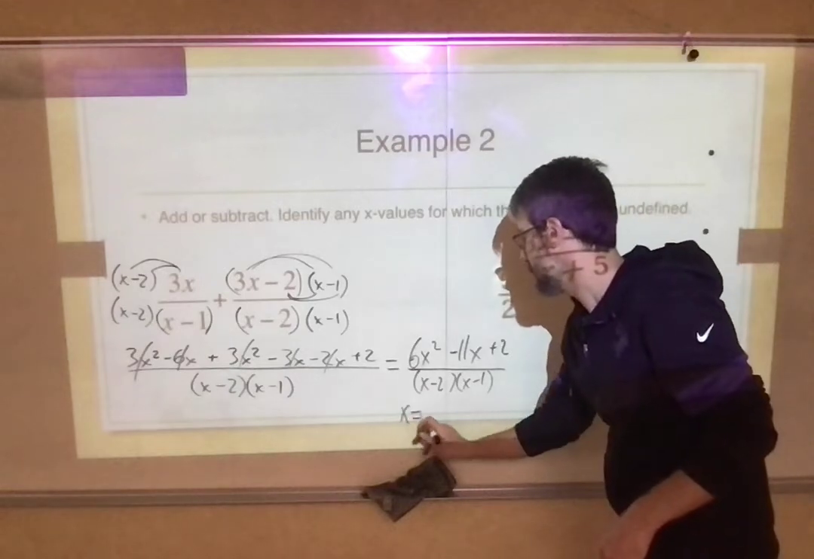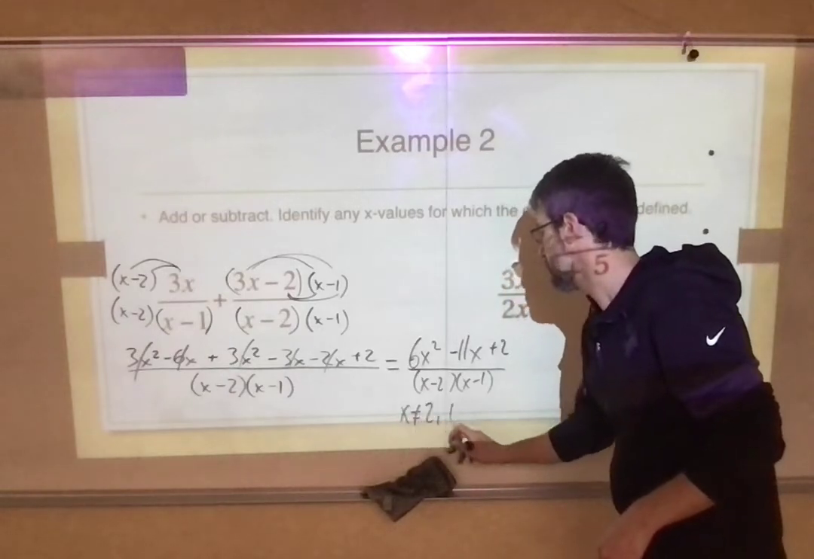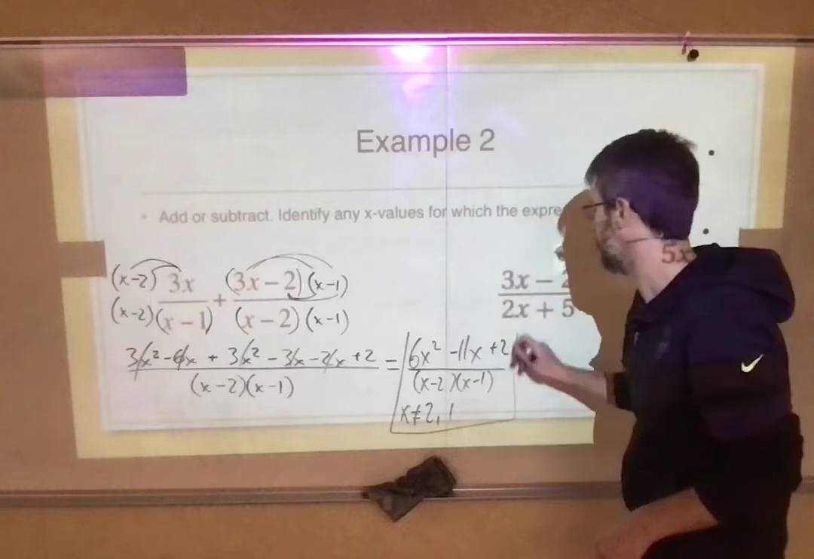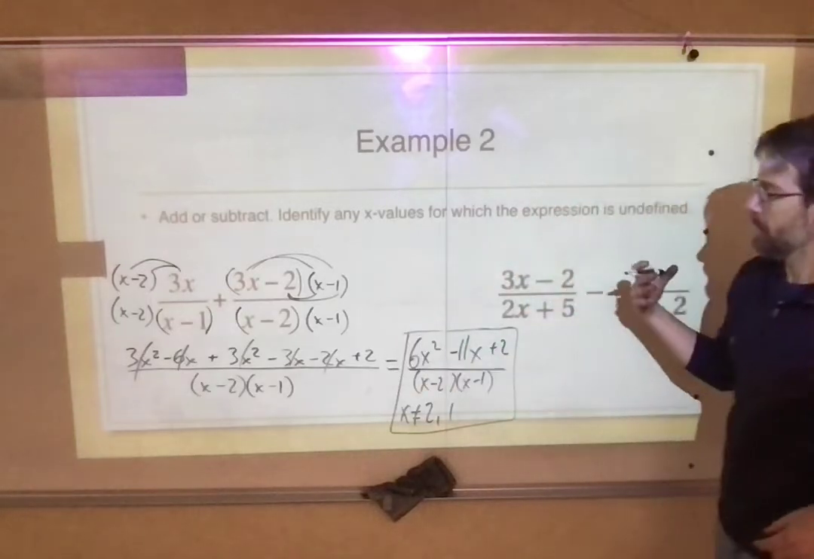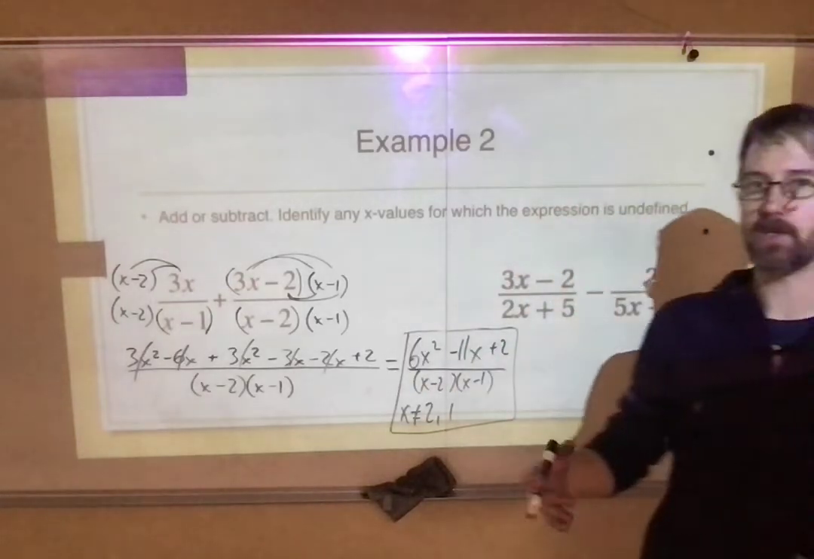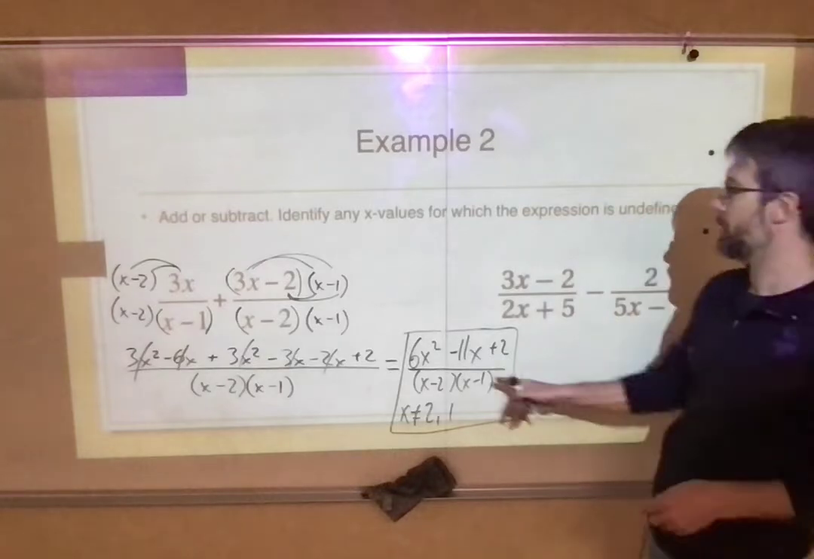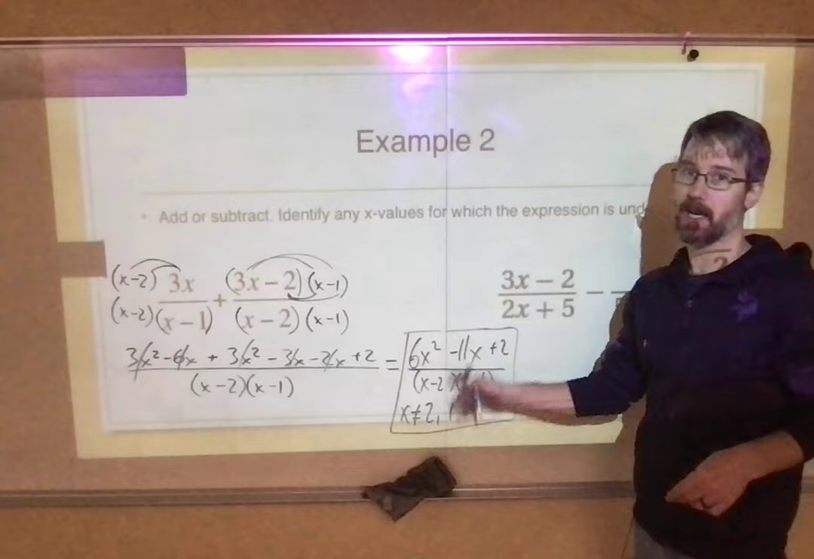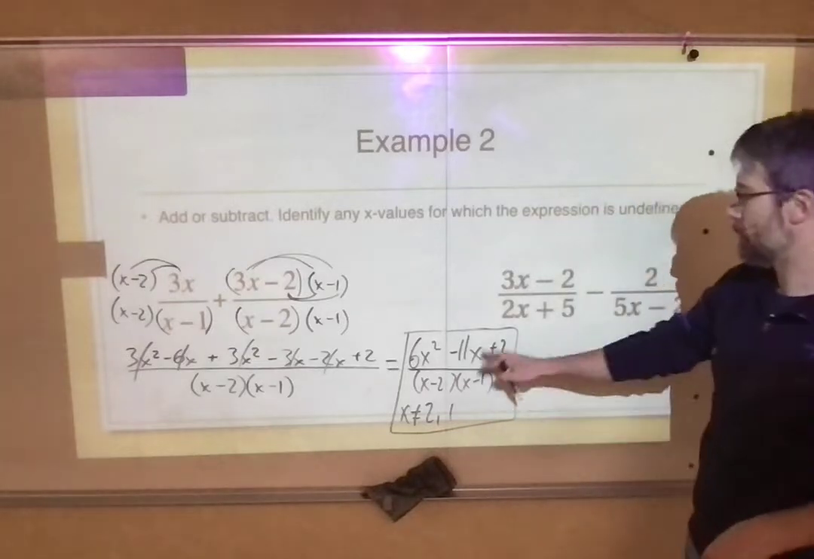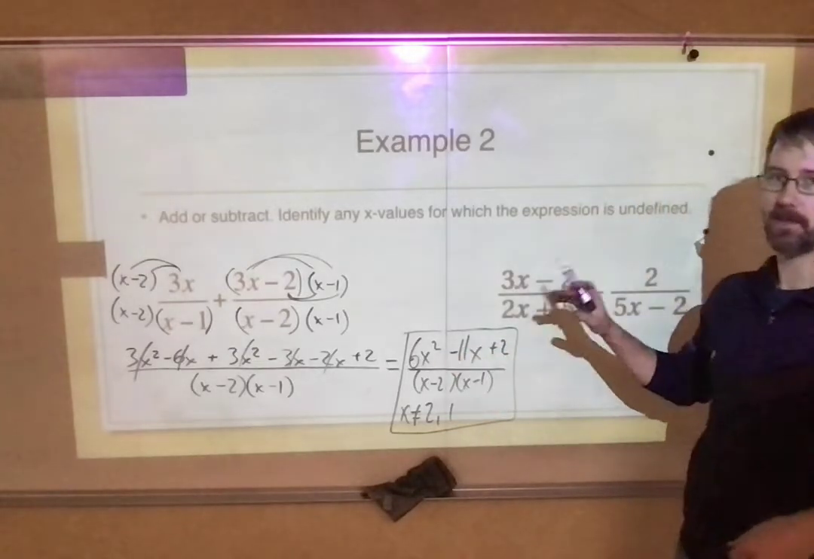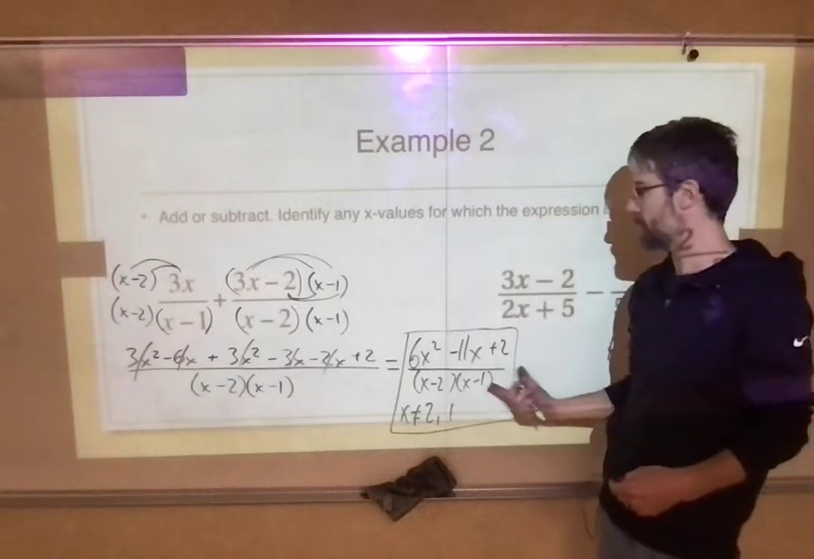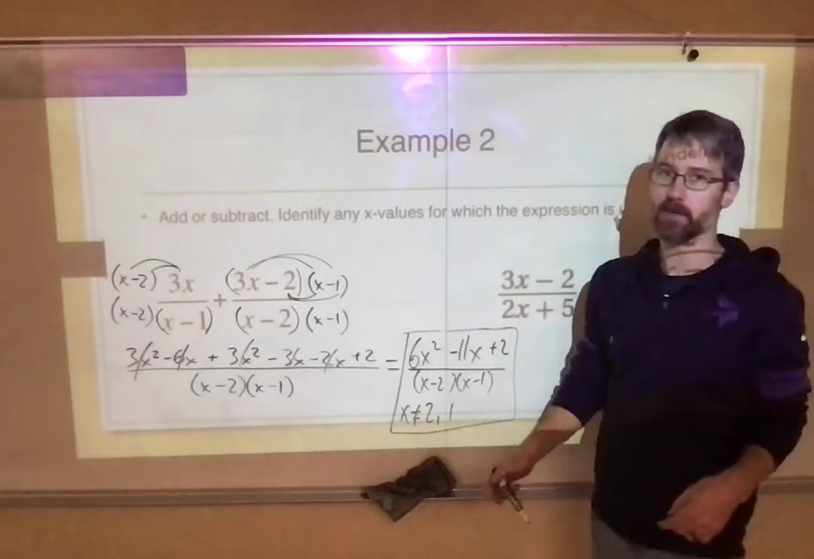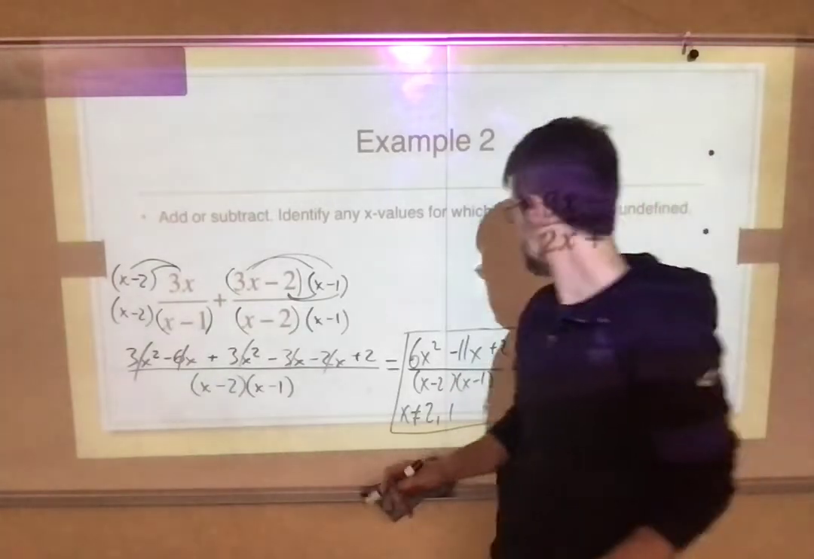What can't x equal? A positive 2 or a positive 1. Now, in a class like maybe a pre-calculus or college algebra, you might take this a step further and factor out the numerator to see if anything cancels out. For this class, we're just going to assume that it doesn't simplify any further from here. We're going to get it to this point, list the domain restrictions, and then we're going to call it done.